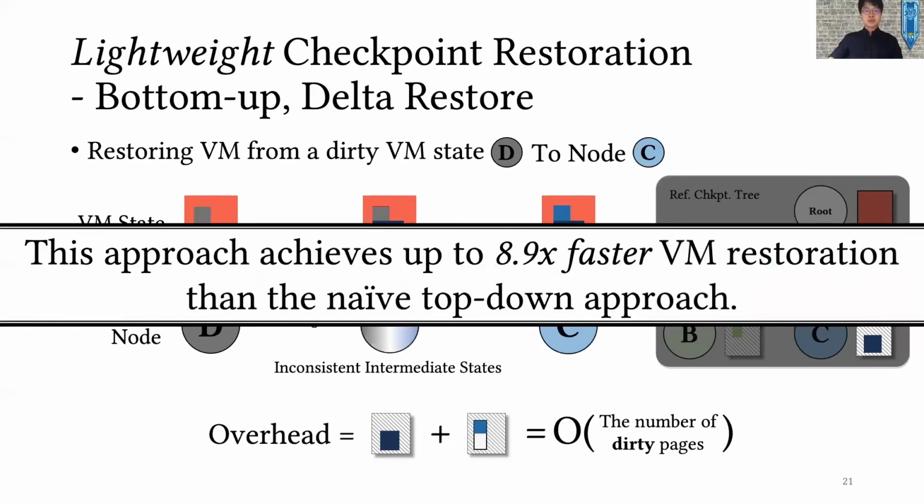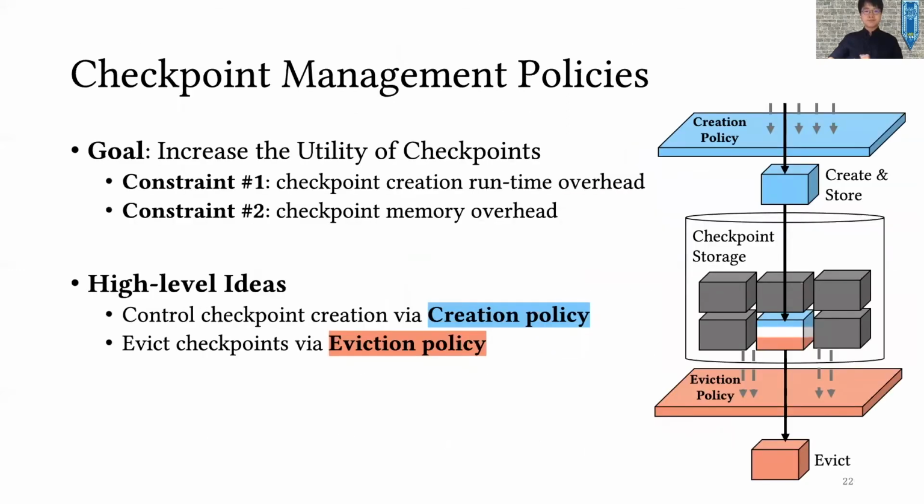Because most test cases generated by the fuzzer do not significantly modify or dirty the system state, this approach leads to up to 8.9 times faster checkpoint restoration in practice.